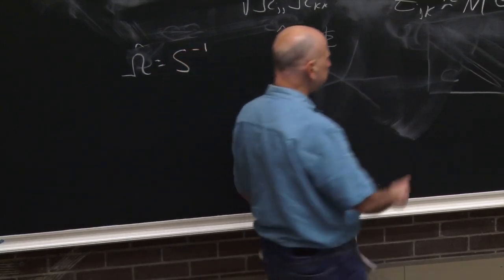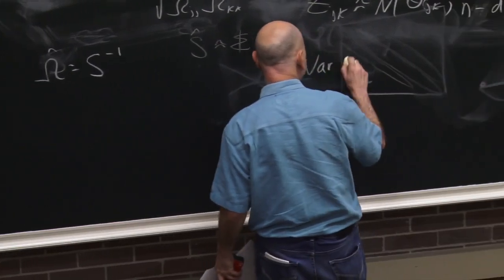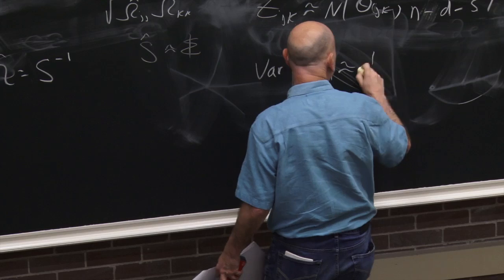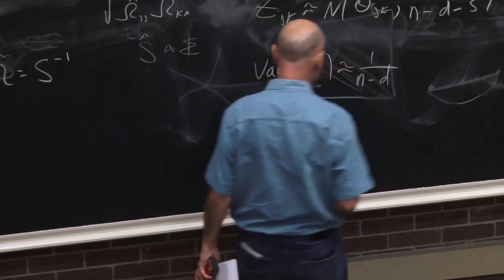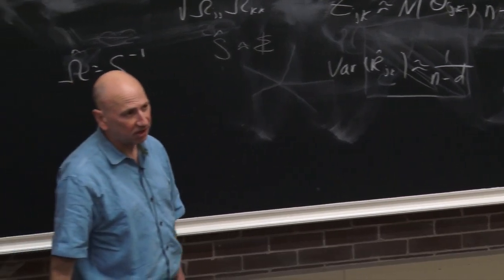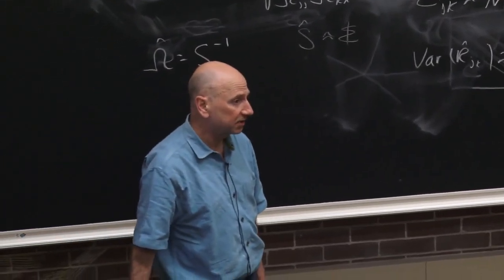So the variance of the estimated partial correlation is of order 1 over n minus d. That's a sign that when the dimension starts to get large, partial correlations are hard to estimate.